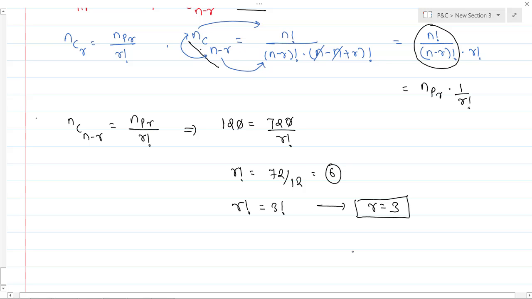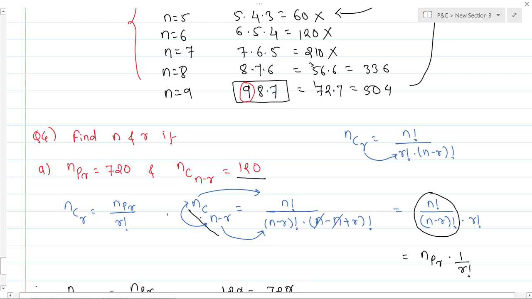Now let's substitute this r equals to 3 in any of these two equations. Which two equations do we have? This is one equation and this is another equation. You substitute r equals to 3 in any of these equations. So let's substitute in the first equation because the calculation is a bit less in this one; in the other the calculation is more because there is already a division. So let's avoid that detailed calculation and let's use this simple one.